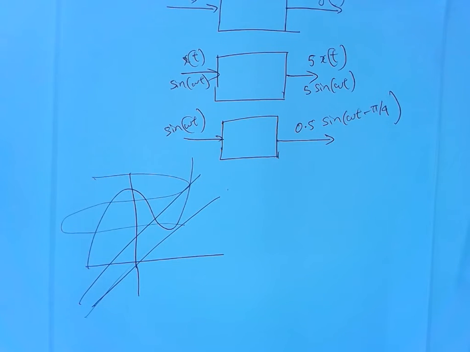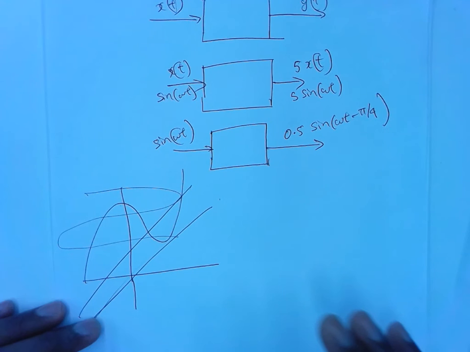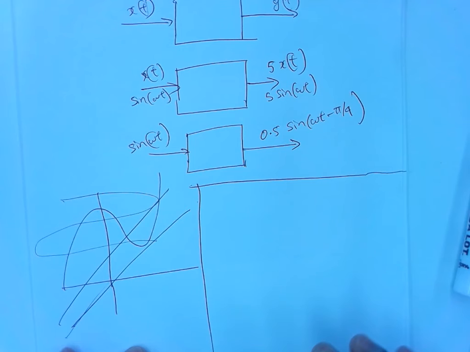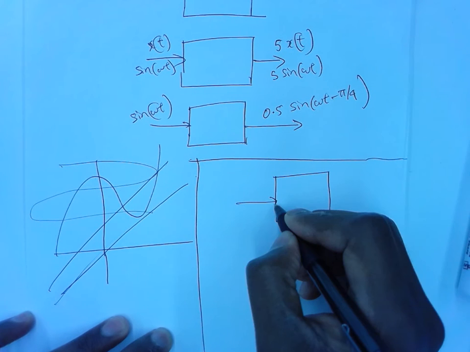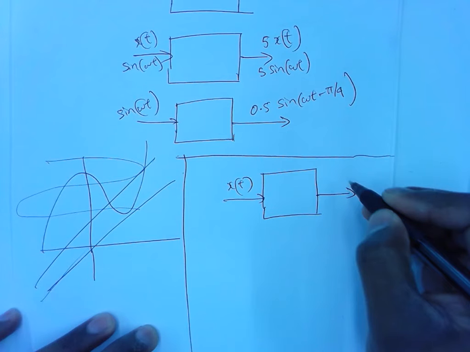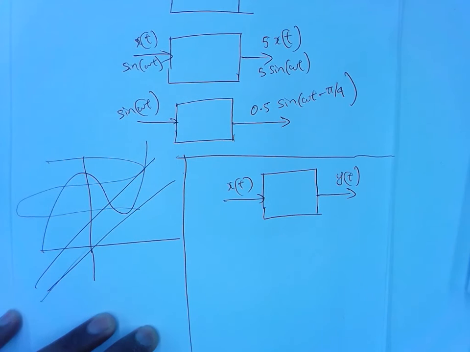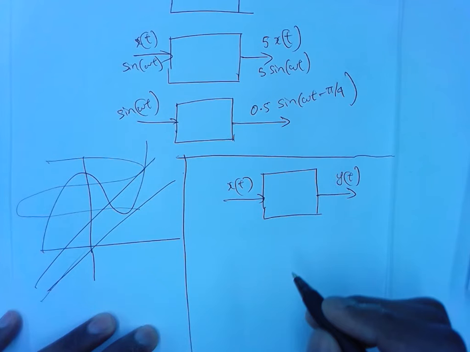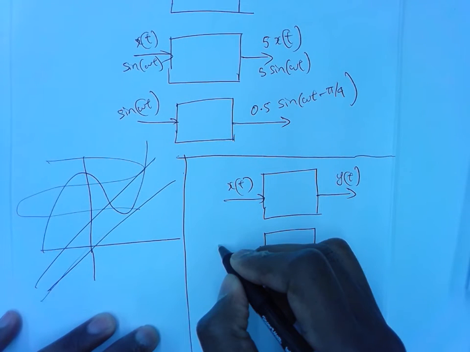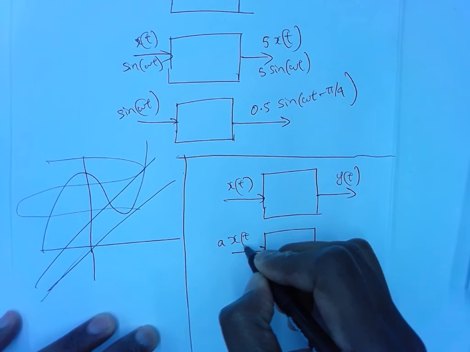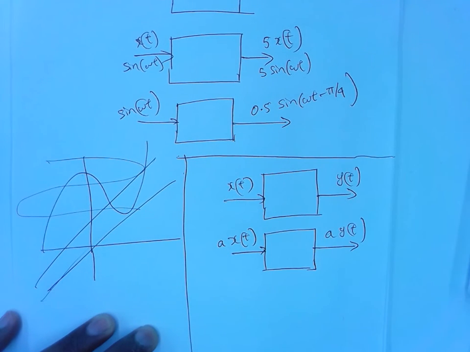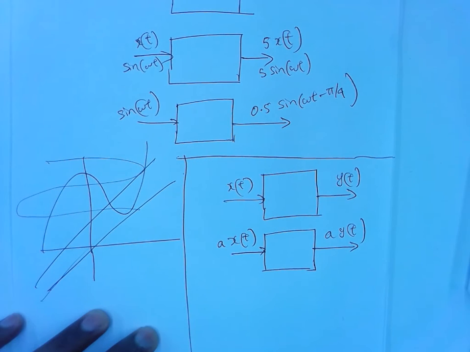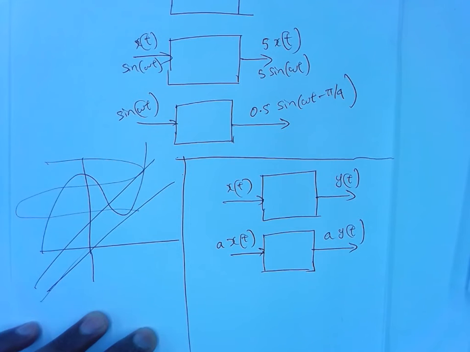Okay, so let's do this. There are two properties a linear system should have. Let's say I apply a signal x of t, and I observe y of t. x of t can be anything. Then if I apply some constant a times x of t, my output should be a times y of t. That means if I magnify my input, my output should be magnified by the same amount. This is property 1, and it is called the uniformity property.